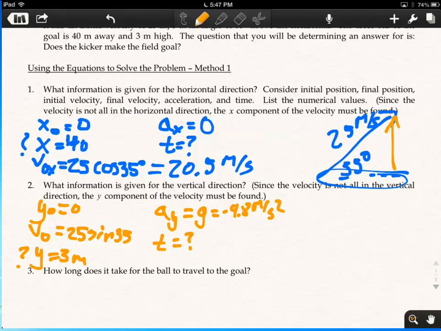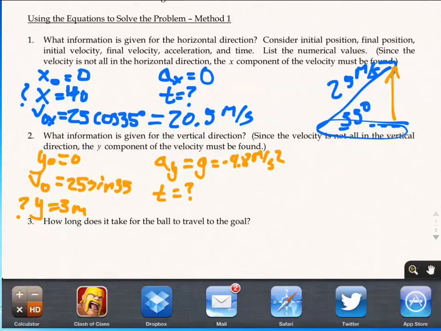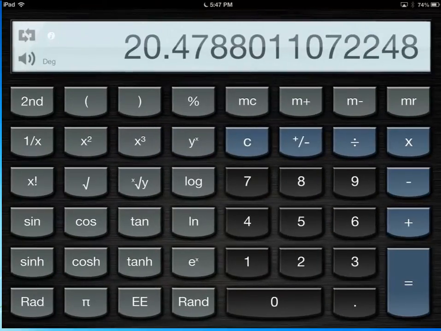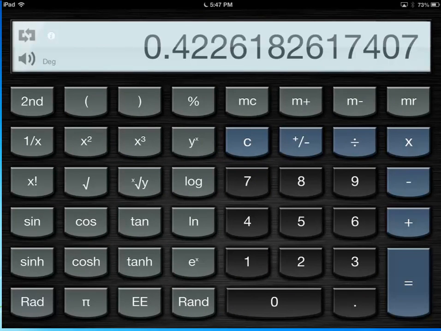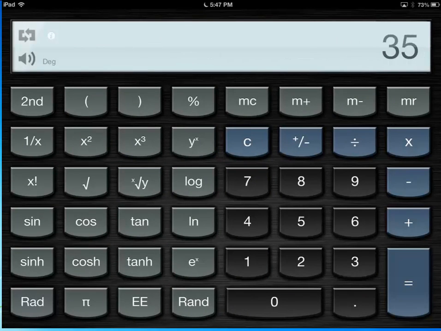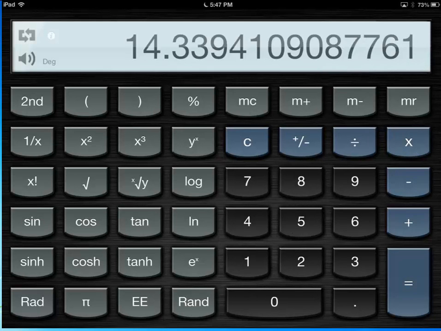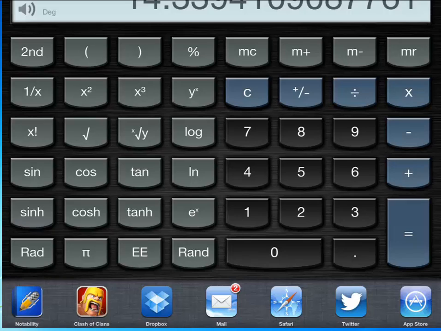Okay, and so what's 25 sine 35? If we take a look, 35 sine times 25, and we got, whoa, that was not what I had in mind. 35 sine times 25, 14.34. Alright.